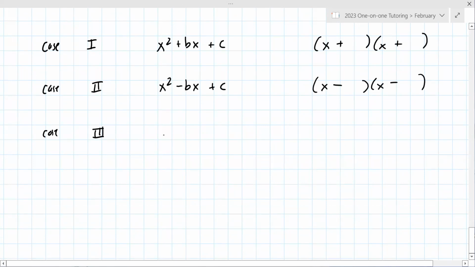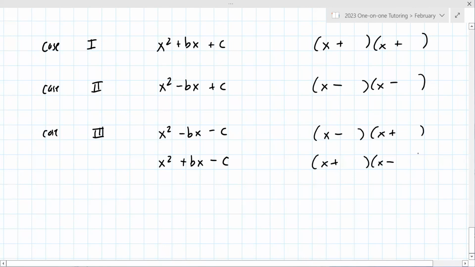Case 3 had two possibilities, x squared minus bx minus c, or x squared plus bx minus c. But the way that these worked is it was always an x minus, x plus, or an x plus and an x minus. So this is the summary of what we've done, and now what I propose is giving you a mixture of each of these.